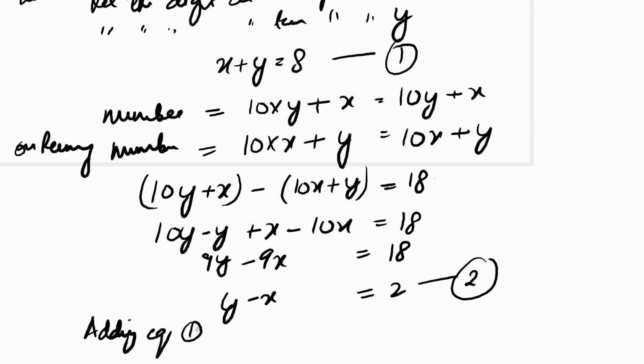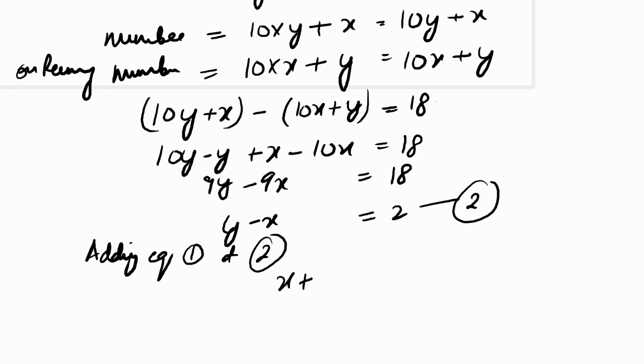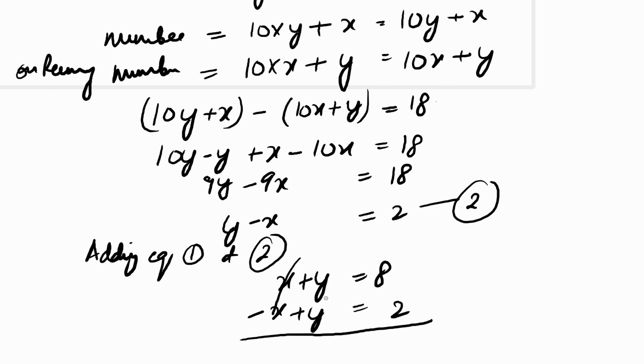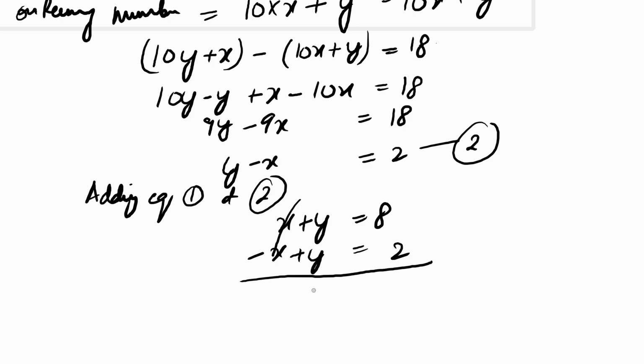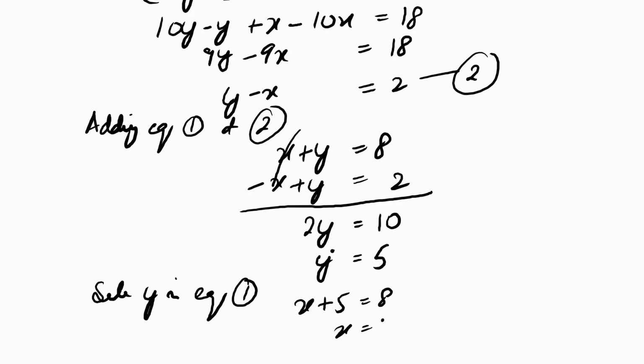Adding equation 1 and 2: x plus y is equal to 8, minus x plus y is equal to 2. This will cancel out and this will become 2y is equal to 10, and this will become y is equal to 5. Now we will substitute this in equation 1. Substituting y in equation 1, that means x plus 5 is equal to 8, that means x is equal to 3.